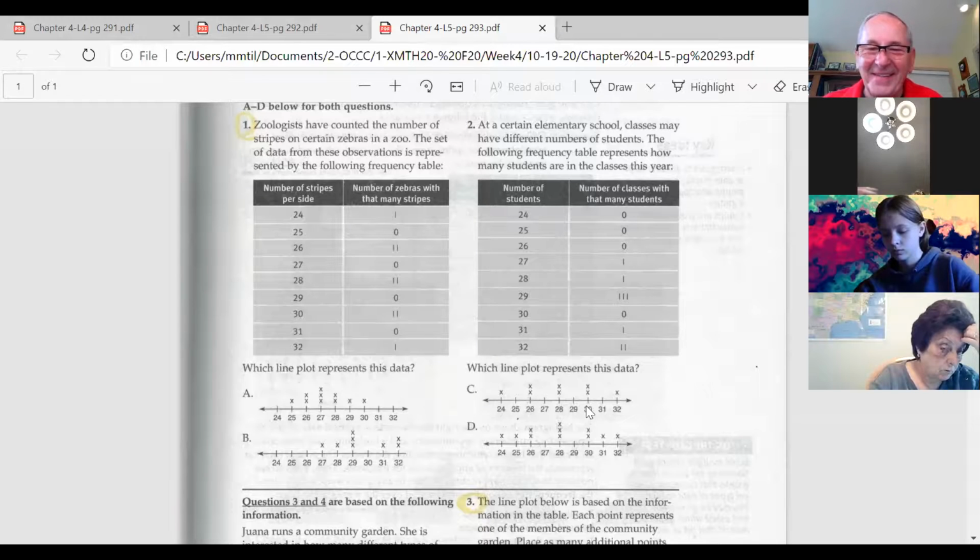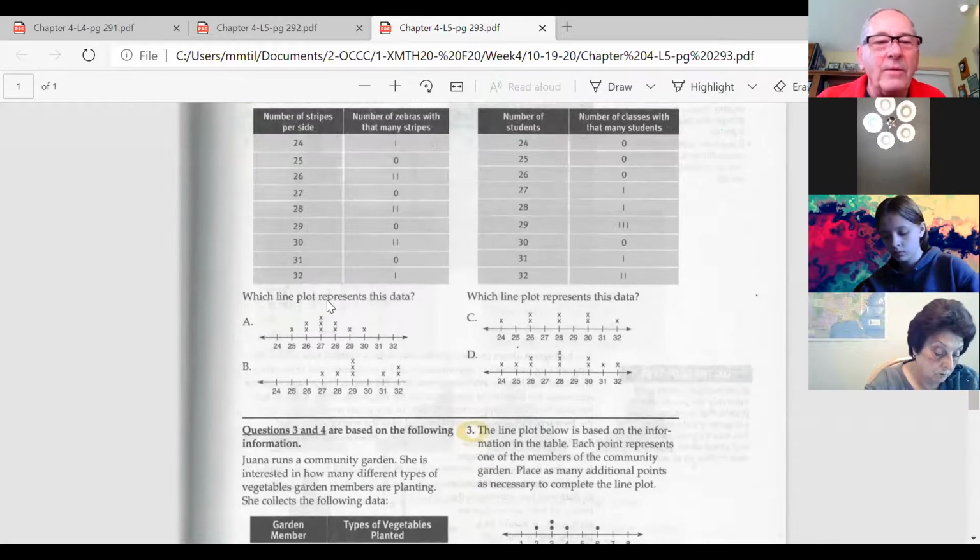I was thinking that for number 1, we had to choose between A and B, and for number 2, between C and D. But I'm looking at it and neither one of those work. Right, that's what threw me off. Yeah, that makes sense, sort of. They don't. It should say which line plot represents the data. You'd put A through D or something like that there.